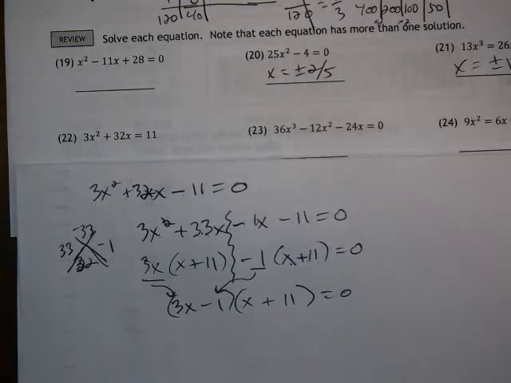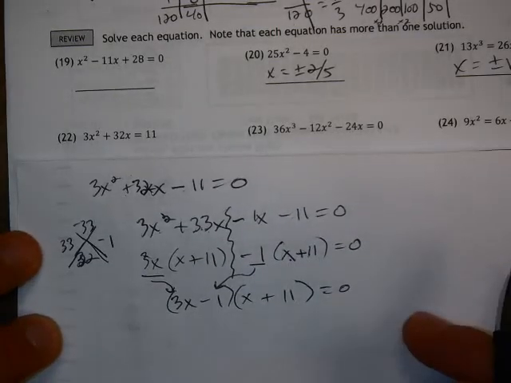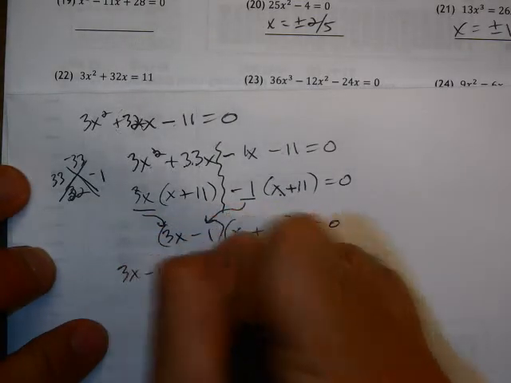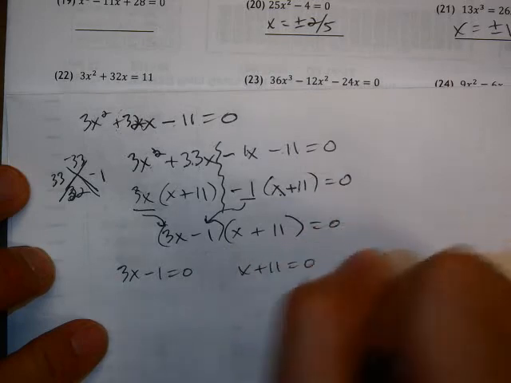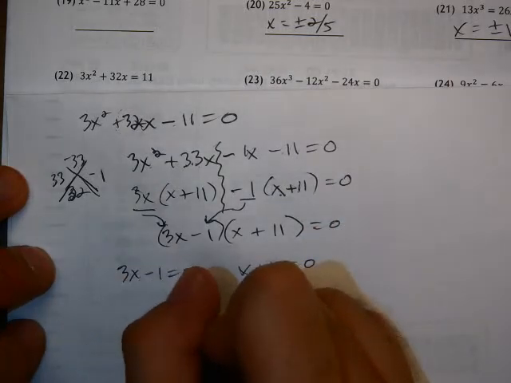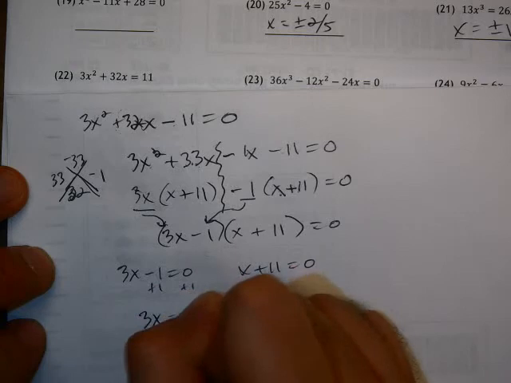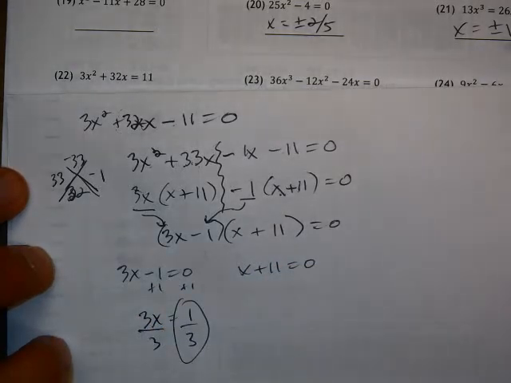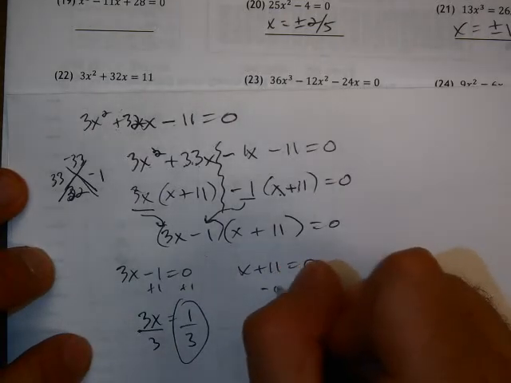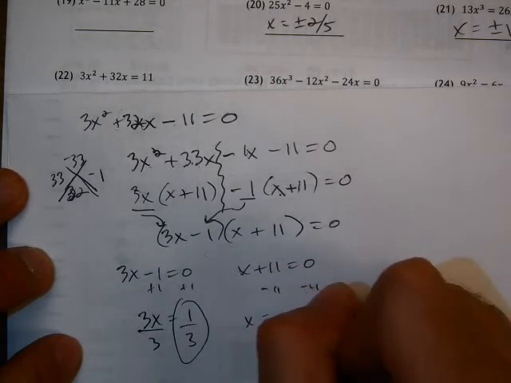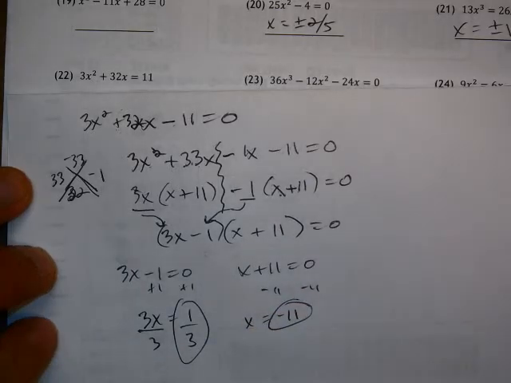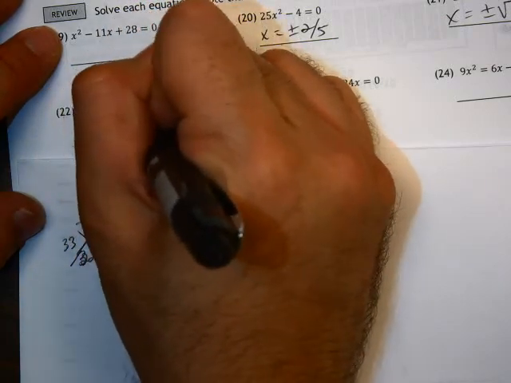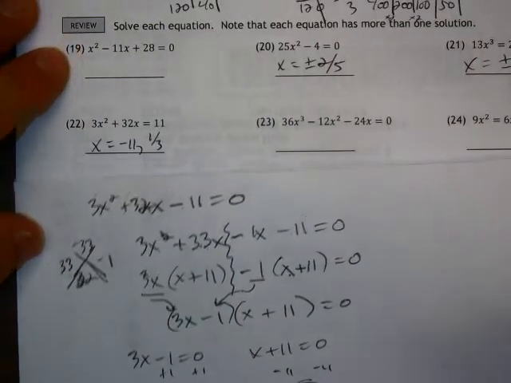Now I still haven't solved it, because remember that we're looking for an answer for x. So now I'm going to put each of these factors equal to 0. I'm going to take this minus 1 and add it to both sides. And then I'm going to divide, which gives me a fraction 1/3. And here it's just subtracting 11. There's my second answer. So my two solutions for this are going to be -11 and +1/3 for x in number 22.